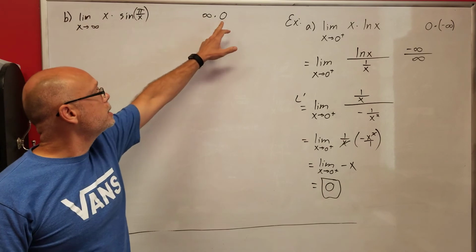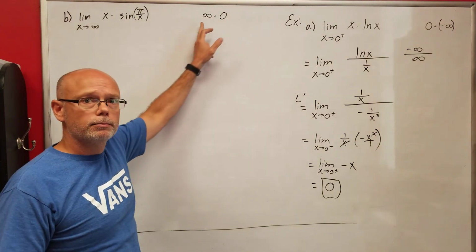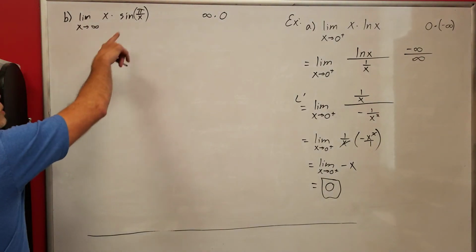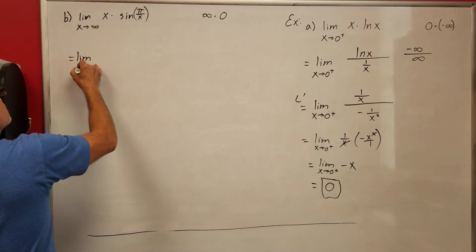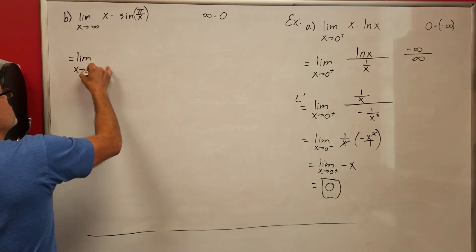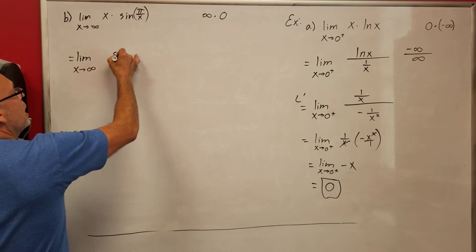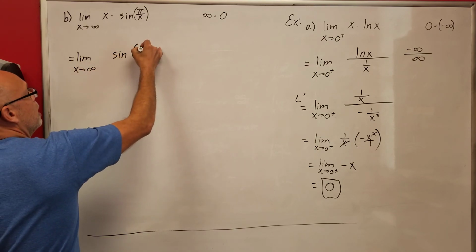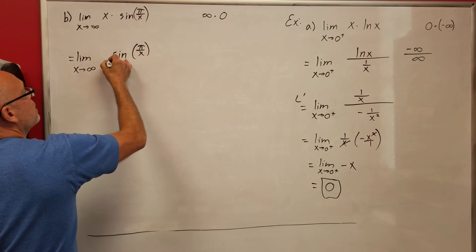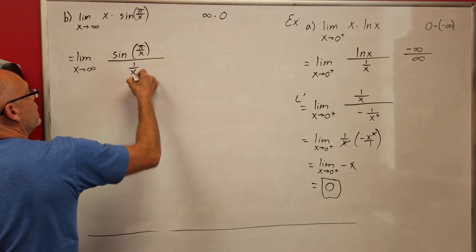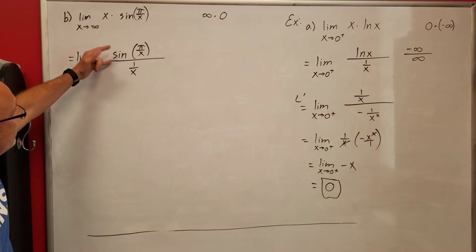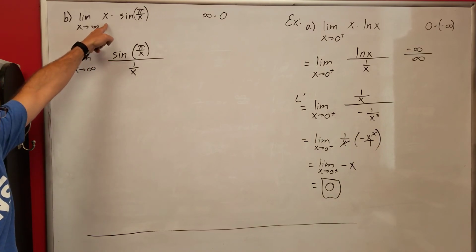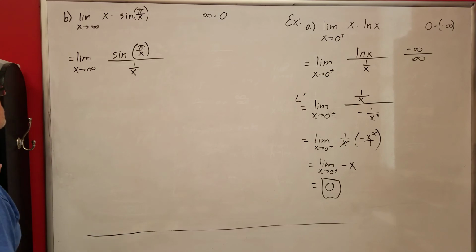So I have the case 0 times infinity. So what do we do? I try to rewrite this as a fraction. So I'm going to say the limit as x approaches infinity of sine of pi over x, over 1 over x. Make sure that makes sense. If I multiply by the reciprocal, do I get back to that? Yes.